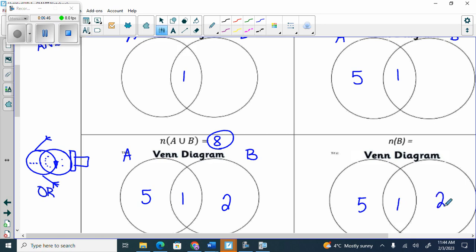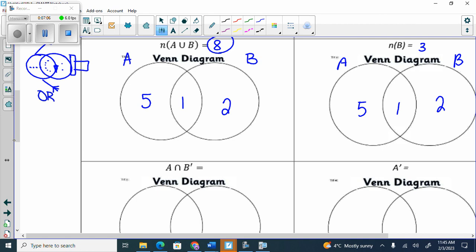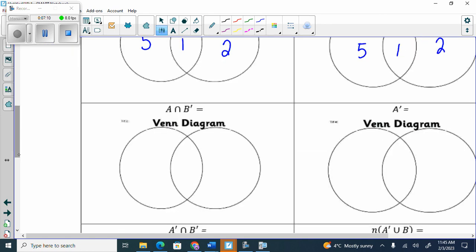How many elements are in B? 3. Does that make sense in this case? In the B circle, there's 3. Is it true? Yeah, because I would count both of them, right? The whole B circle has 3. That's true. Okay, what the heck is this? So we'll fill in what we have. 5, 1, 2.